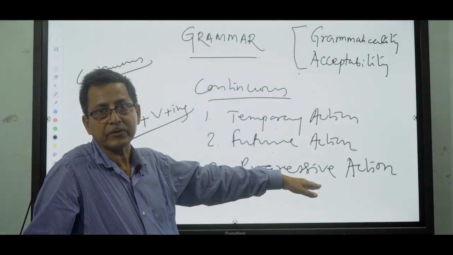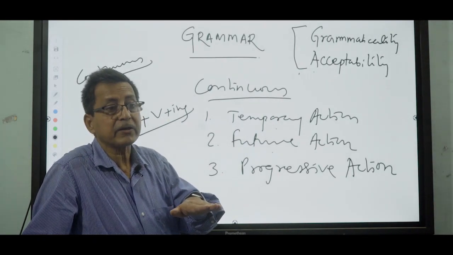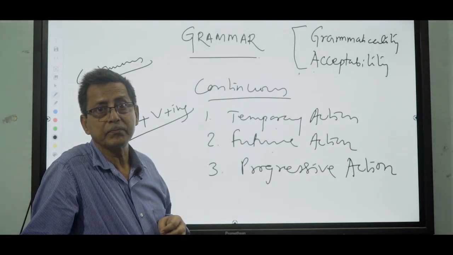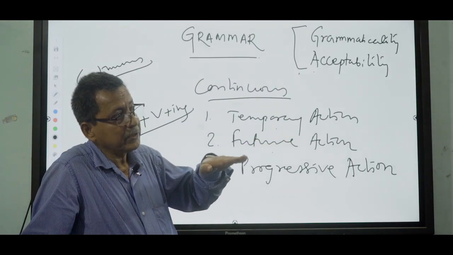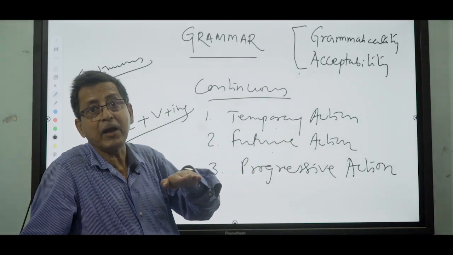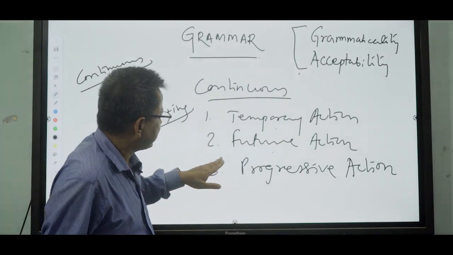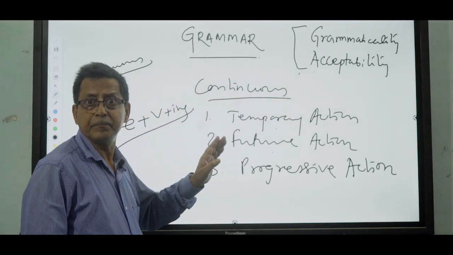And progressive action, which is slowly progressing. That is, we are constructing a house. The PWD is constructing a new building in our campus. These are progressive actions. So, for these 3 cases, you will use be plus verb ing.